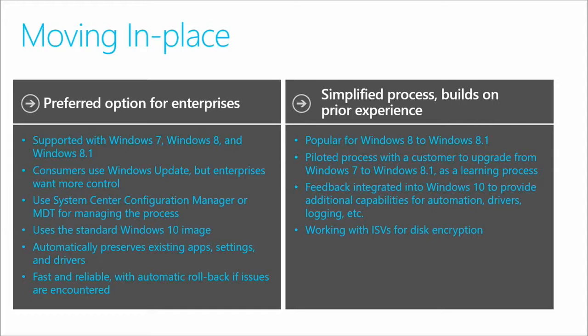Enterprises really want more control than that. So for enterprises, they would typically be downloading the media for Windows 10 from the Volume License Service Center, their typical volume license media, and then using Config Manager or MDT to run a task sequence to do the upgrade. It uses a standard Windows 10 image, the install.wim off of that media, so you don't modify the image. You use the standard install WIM that's provided. And that's really all you need to do.